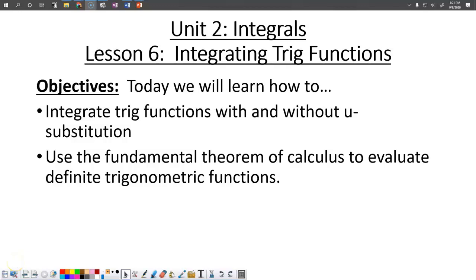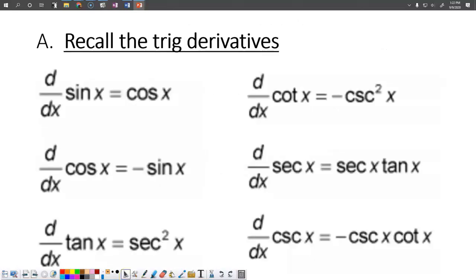We're going to do integration, but today we're doing it with trig functions, and most of it will actually involve u substitution. So let's go ahead and jump in here.